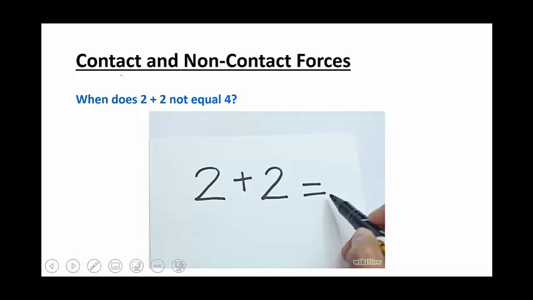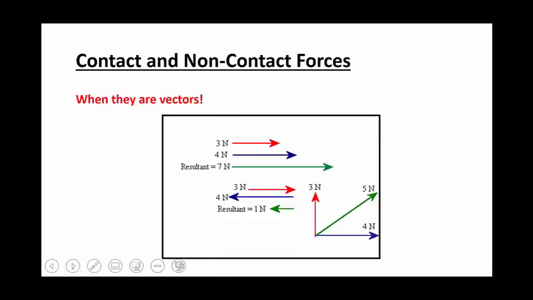Okay, so when does 2 plus 2 not equal 4? Well, when we're looking at vectors. Because remember, the direction is important. So let's just take that 2 plus 2 idea. If we've got 2 newtons and 2 newtons and they're both going in the same direction, then yeah, sure, they're going to equal a total of 4 newtons. But if they're not going in the same direction, it's going to be a different number.